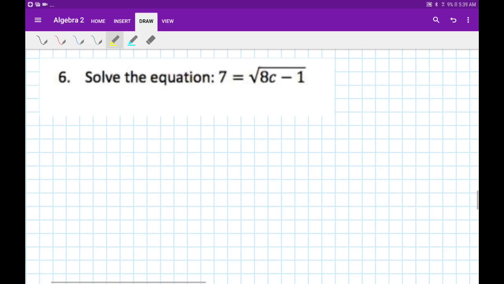All right, let's do number 6. Solve the equation. Again, we're going to go ahead and square both sides because my radical's already isolated by itself. But I like to rewrite so my variable I'm solving for is on the left side of the equal sign. So I'm going to write equals 7 on the right here. And then I'll go ahead and square both sides.